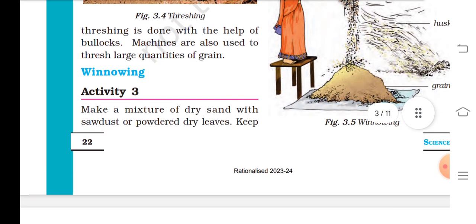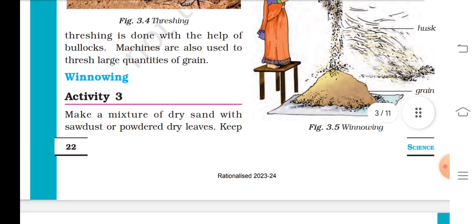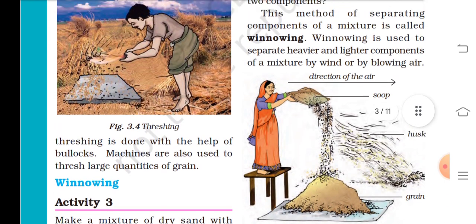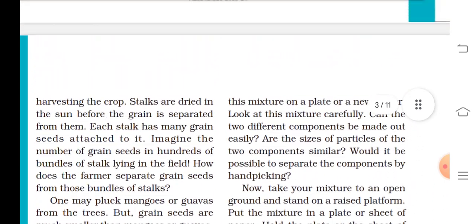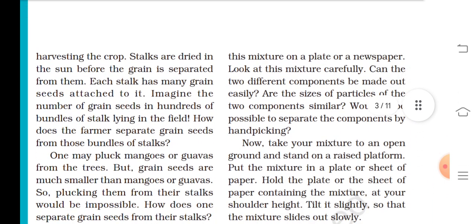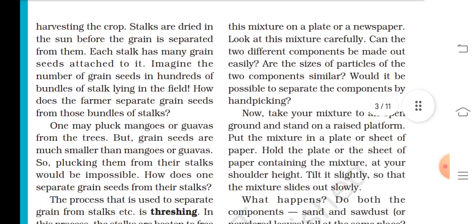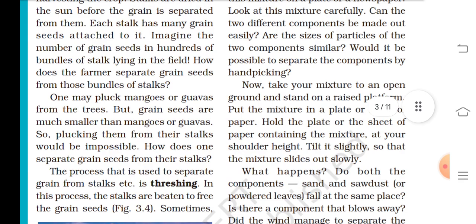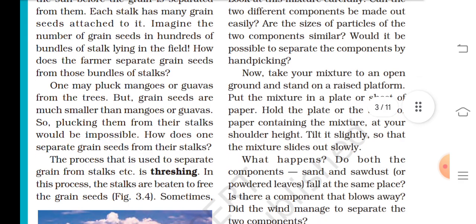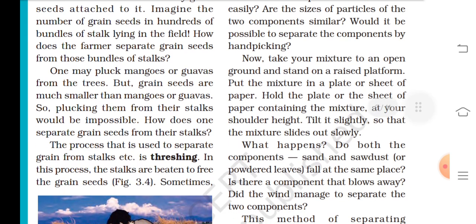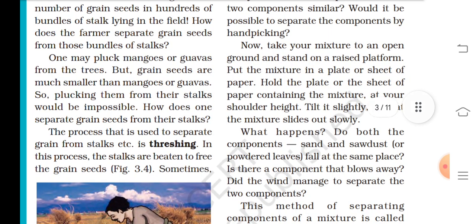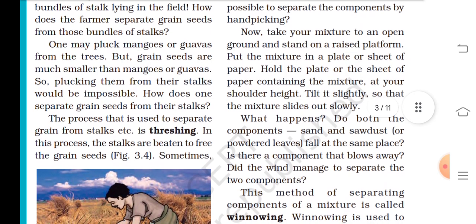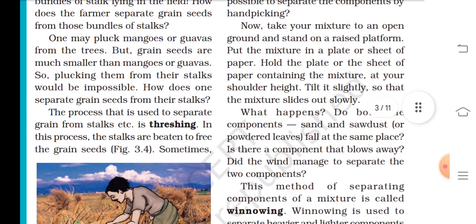Winnowing. Make a mixture of dry sand with powdered dry leaves. Keep the mixture on a plate or newspaper. Look at the mixture carefully. Can the two different components be made out easily? Are the sizes of the particles of the two components similar? Would it be possible to separate the components by hand picking? Now take your mixture to an open ground and stand on a raised platform.